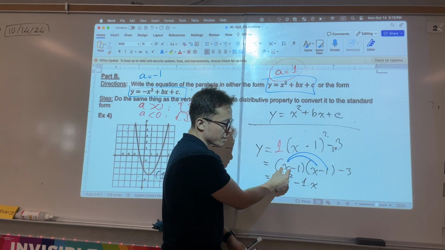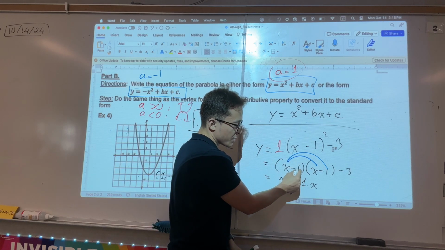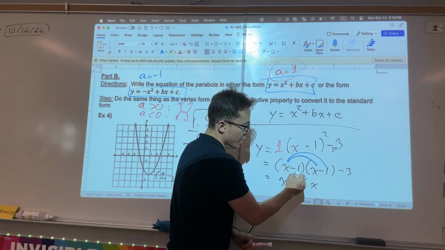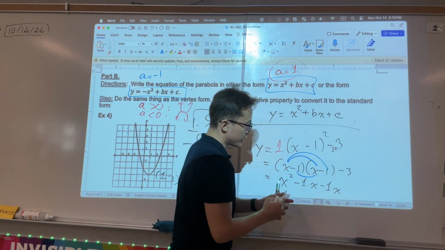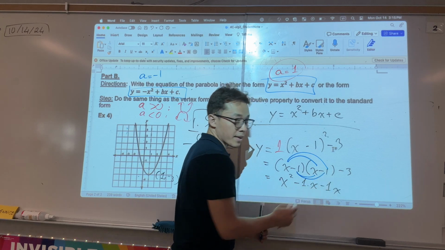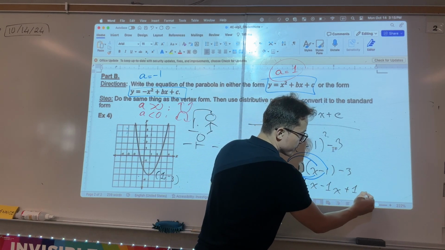You're done with this term, because you need to multiply every single thing here. So I'm going to move to negative 1. What is negative 1 times x? It's still negative 1x, right? And the last one. What is negative 1 times negative 1? Positive or negative? Positive 1, right?